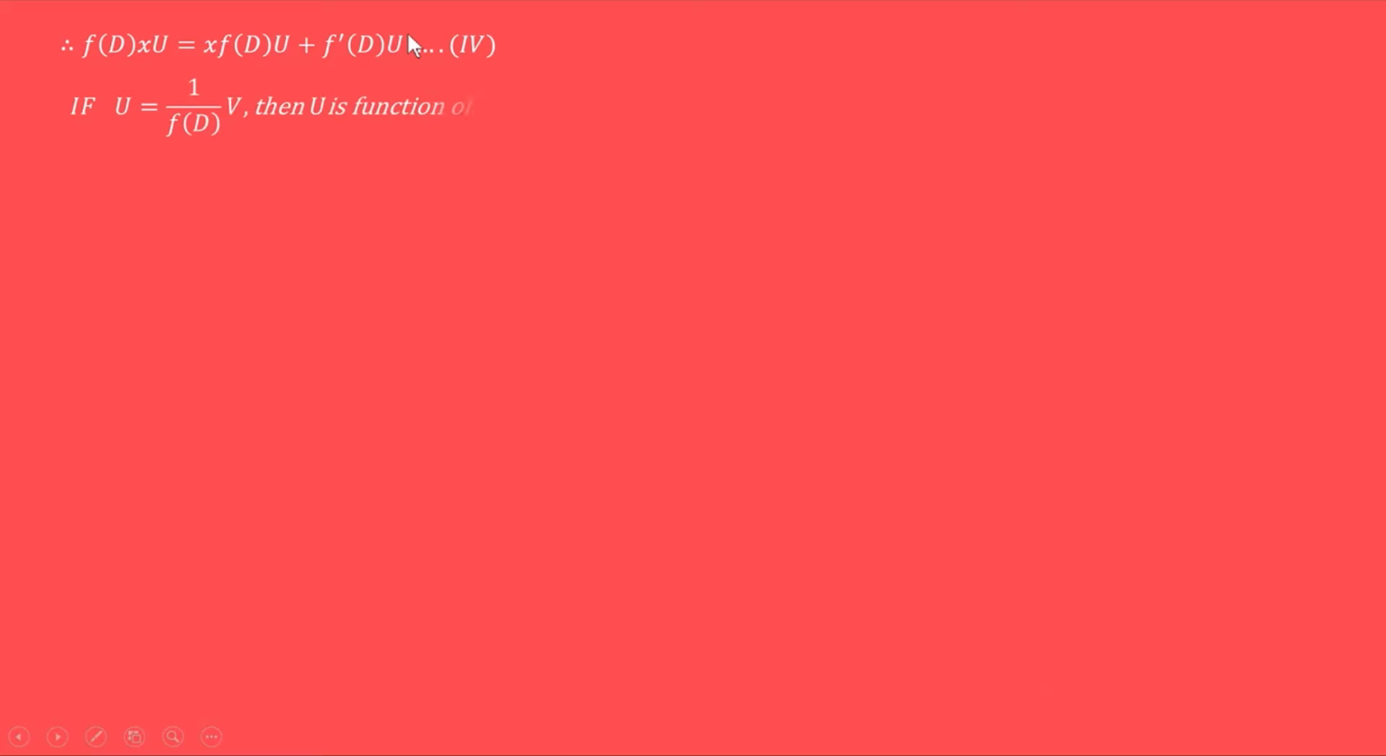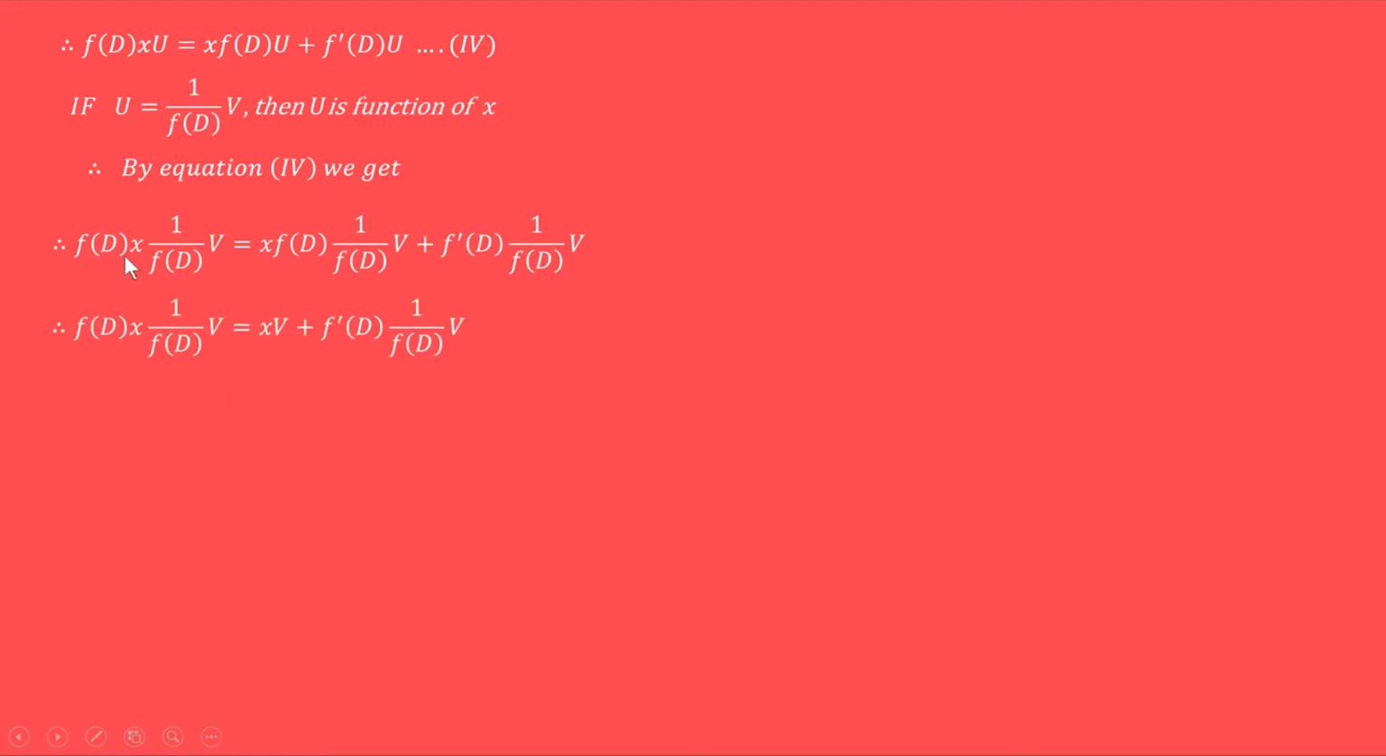Take here u is equal to 1 upon f of d into v, where u is a function of x. And so, by equation 4, we have f of d x value of u, which is 1 upon f of d v, is equal to x f of d value of u, 1 upon f of d into v, plus f dash of d, and then value of u again 1 upon f of d v. And therefore f of d x into 1 upon f of d v is equal to, here f of d gets cancelled, so remaining x into v plus f dash d upon 1 upon f of d v.